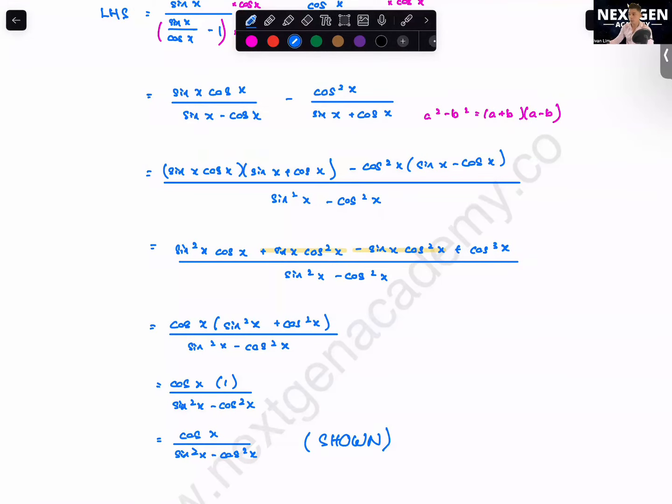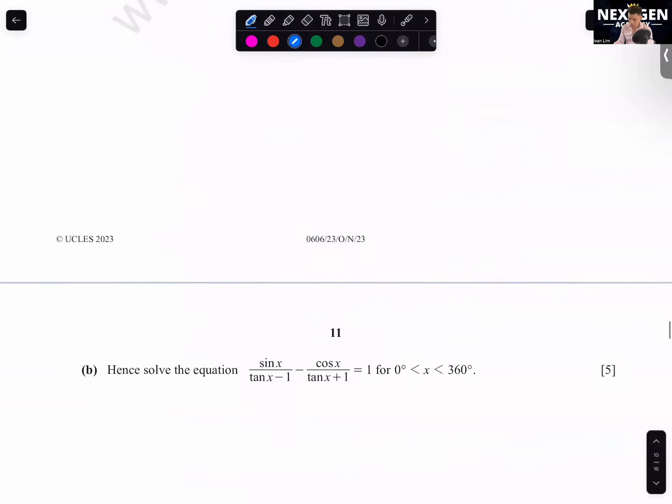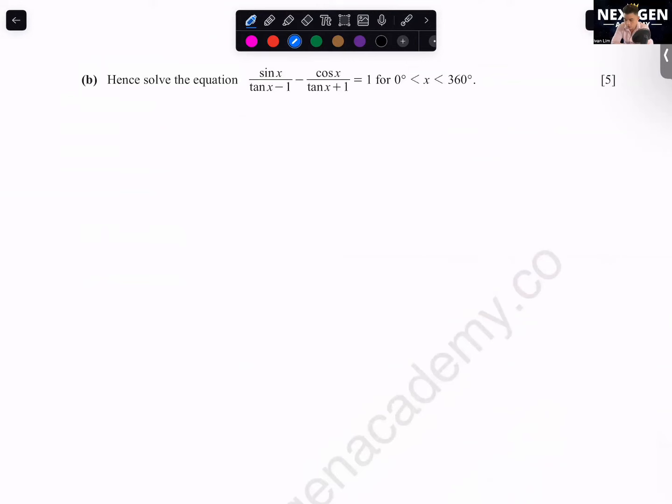If you use a different way, it doesn't matter. Just stick to your method. Okay, this is question A. Let's move on to question B. They say, hence solve the equation sine x over tangent x minus 1 minus cos x over tangent x plus 1 equals 1. Normally, if they ask you to show the previous one, you need to use the other side and then you just solve it. So we're going to take the right-hand side that was given to us: cos x over sine square x minus cos square x equals 1.